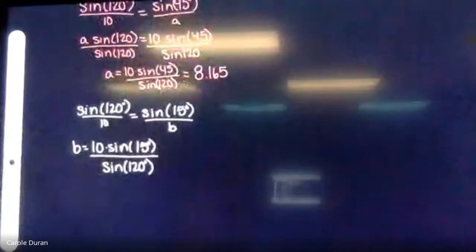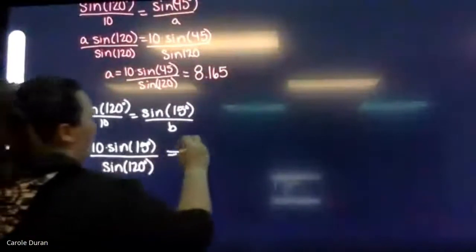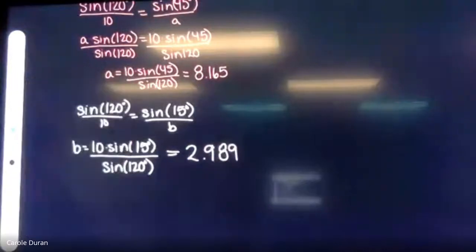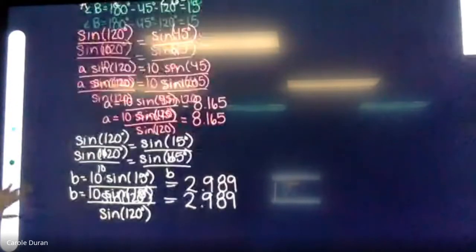And you should get, I think, 2.989. Do you just round up to 3? Yes, you could say 3. And then once you found everything we were missing, we are done.